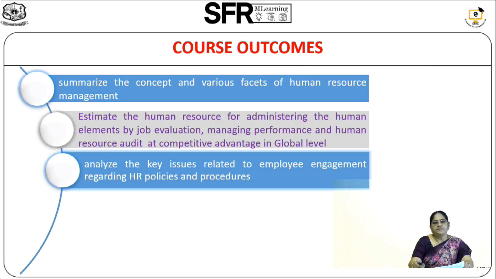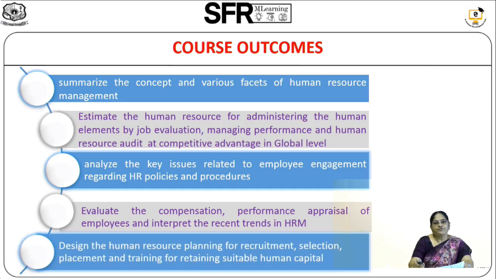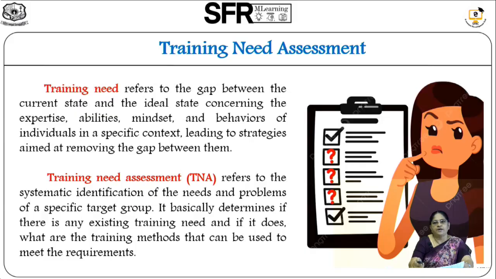Third, analyze the key issues related to employee engagement regarding HR policies and procedure. Fourth, evaluate the compensation performance appraisal of employees and interpret the recent trends in HRM. Fifth one is design the human resource planning for recruitment, selection, placement and training for retaining suitable human capital. Today we are going to see about training need assessment.